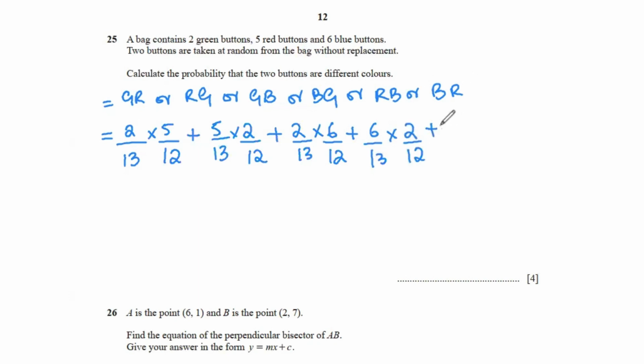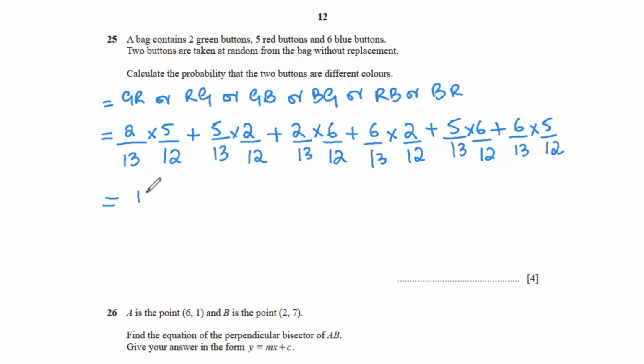And for red and blue, we have 5 over 13 times 6 over 12, or 6 over 13 times 5 over 12. Every single time we're choosing a different color combination, you can see that we're adding the probabilities. So if we're taking green or red, we add that to red or green. Taking green or blue, we add that to blue or green, and so on. So these are the different probabilities that we get if we're taking a different color every time without any replacement.